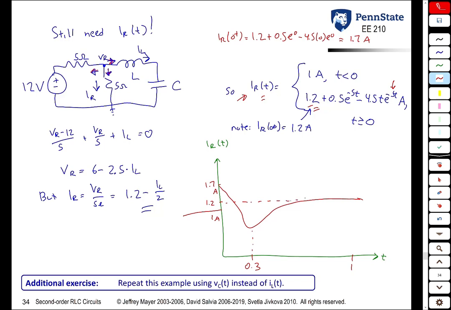But the important thing to note is, first off, the value at 0 minus was 1 amp. At 0 plus, it immediately jumps to 1.7, so there is a sudden change in IR of t. Remember, there cannot be a sudden change in IL of t, but there can be a sudden change in IR of t. So as t progresses, it actually drops below 1 amp, turns around and comes back up, and eventually settles at 1.2 amps.